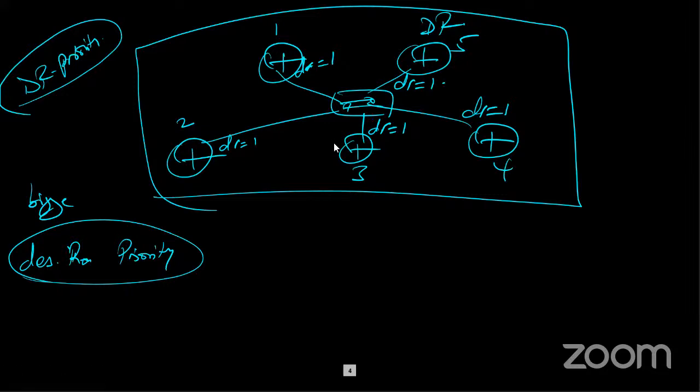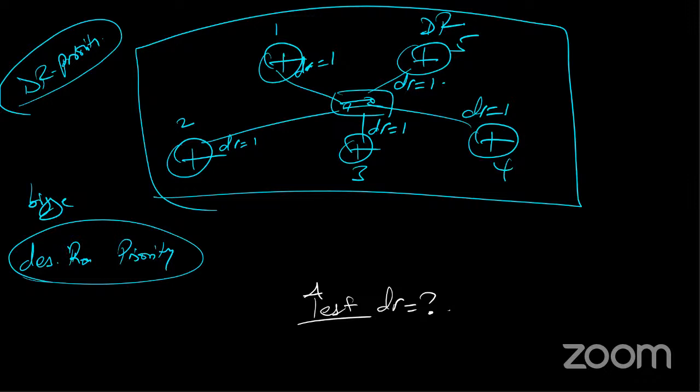So who will be the designated router in this case? I don't know. We have the designated router priority and it is on the black screen. I'm asking, who will be the designated router? Whoever has the highest designated router priority will be the designated router. From 1, 2, 3, 4, and 5, who will be the designated router?